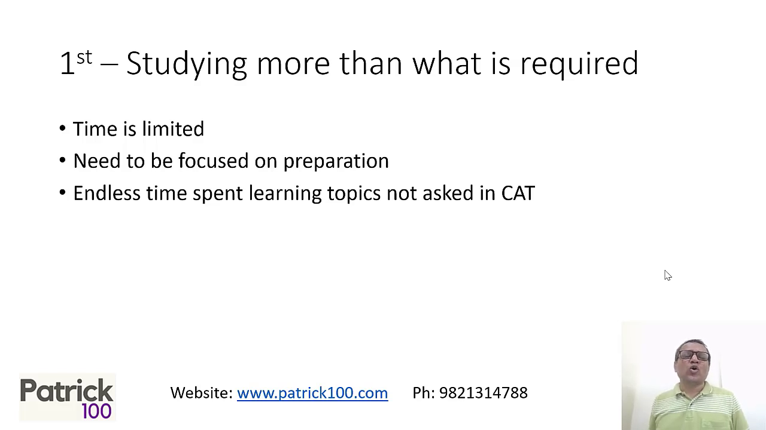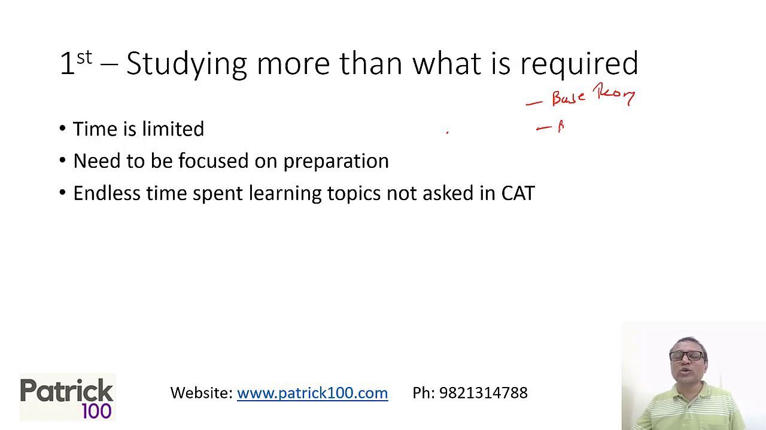The first mistake. Normally, what happens is CAT is based on the school level syllabus to some extent. There are a lot of things that don't come in the CAT, but they're there in the books, and people tend to study that. Just to give you an understanding, like base theory. Base theory doesn't come in CAT. It came maybe 25 years back, maybe one-off questions. But in the recent past, there has been no question on base theory, but people do study that.